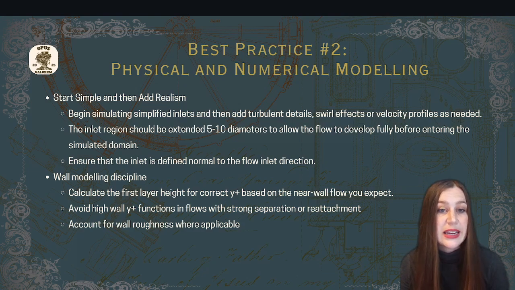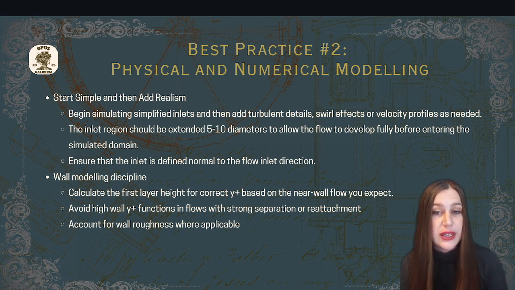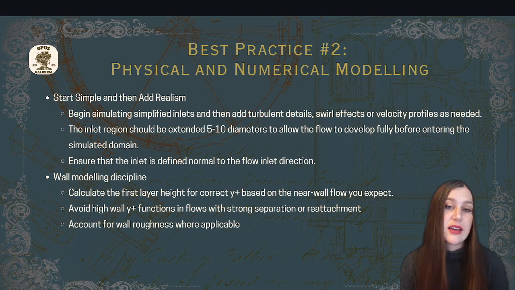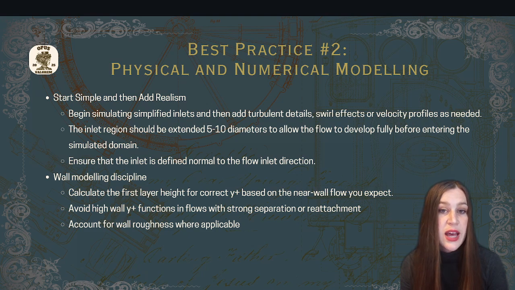Simulate a simplified inlet that is extended 5 to 10 diameters to allow the flow to develop fully before entering the simulated domain. Your inlet should be defined normal to the flow direction as well. You can add turbulent flow details and velocity profiles as needed. When modeling near-wall flow, you should calculate the first layer height for the correct Y+, based on near-wall flow you expect. Avoid high wall Y+ function in flows with strong separation or reattachment, and always account for wall roughness.